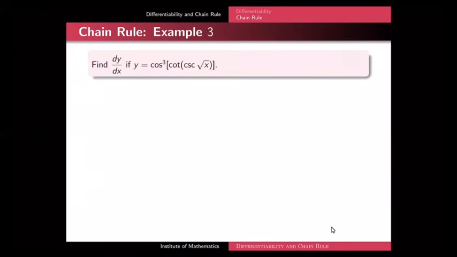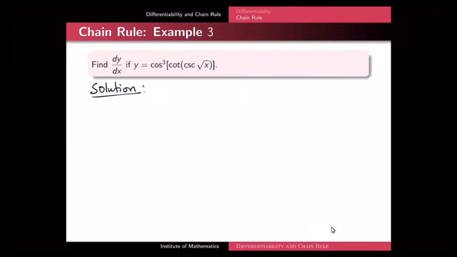Okay, for the last one, we have this. We want to find the dy over dx given that y is equal to cosine raised to 3 of cotangent of cosecant of square root of x. Okay? So let's see kung paano natin ito isa-solve. So similar to the previous example, what we're going to do here is to simply identify the outermost function up to the innermost function.